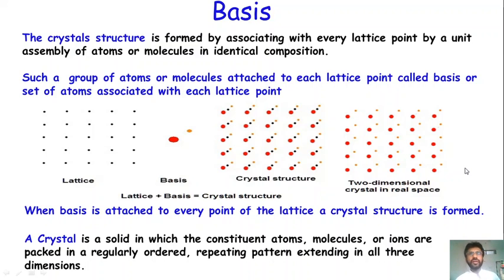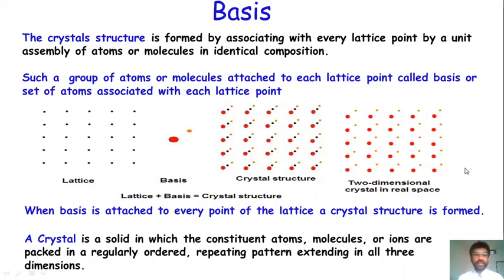Now suppose we consider these are the crystals. This is one of the unit cells, and in every unit cell a number of atoms and molecules get associated with every lattice point. When the basis is attached to every point of the lattice, a crystal structure is formed. Therefore, what do we mean by a crystal? A crystal is a solid in which the constituent atoms, molecules or ions are packed in a regularly ordered repeating pattern extending in all three dimensions.